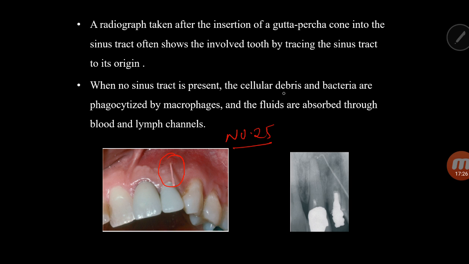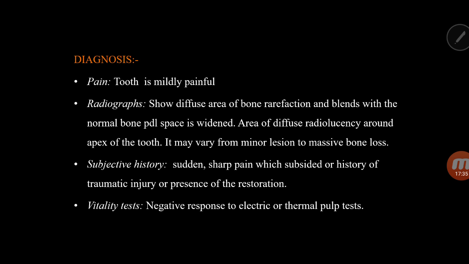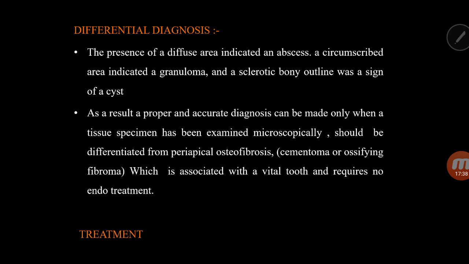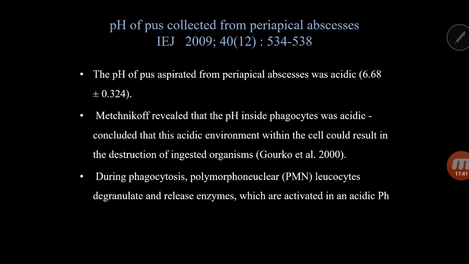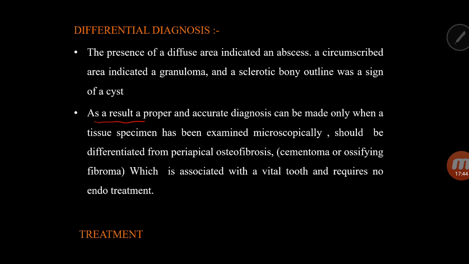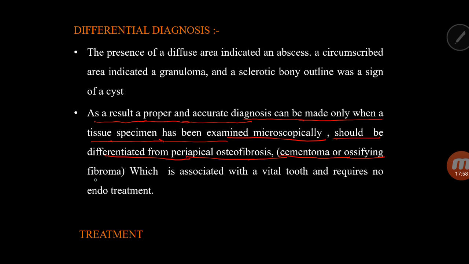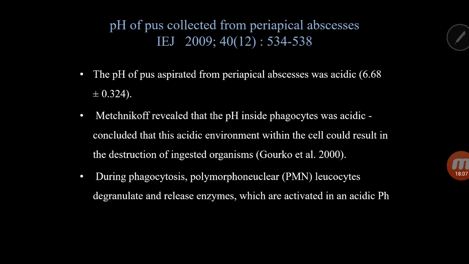When no sinus tract is present, the cellular debris and bacteria are phagocytosed by the microorganisms, and the fluids are absorbed through the blood and lymph channels. Diagnosis and differential diagnosis are not much important; I have already discussed this. An accurate diagnosis can be made only when a tissue specimen has been examined microscopically and differentiated from periapical osteofibrosis, called cementoma or ossifying fibroma, which is associated with vital teeth and requires no endodontic treatment. That's what I discussed in the previous slide.